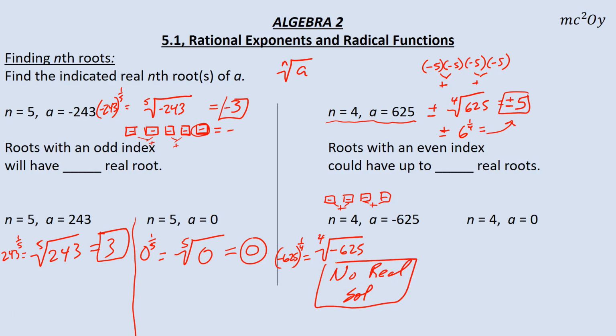All right. This last one is the fourth root of 0. Remember, that's the same thing as 0 to the 1/4 power, and any root of 0 is 0.